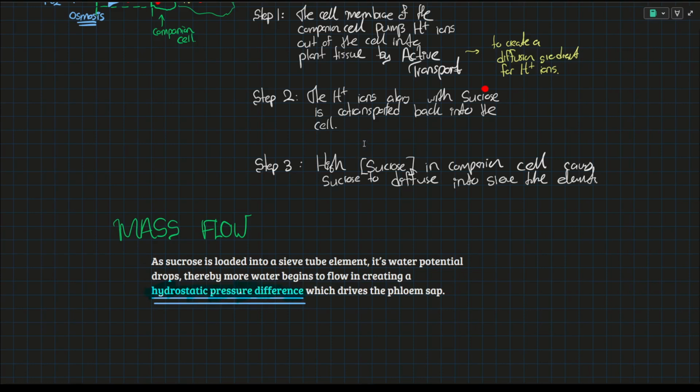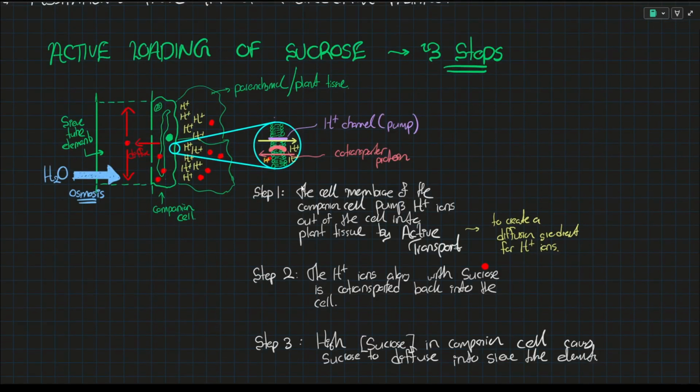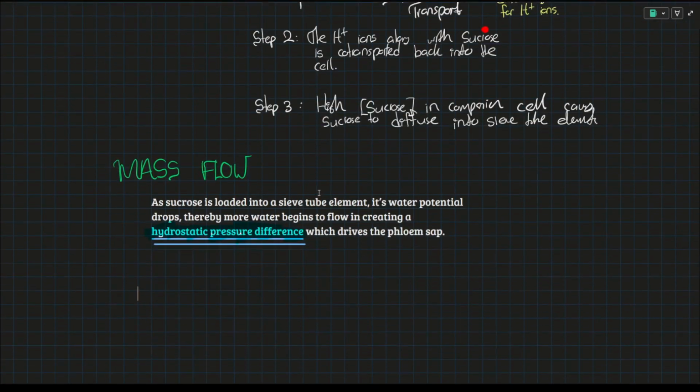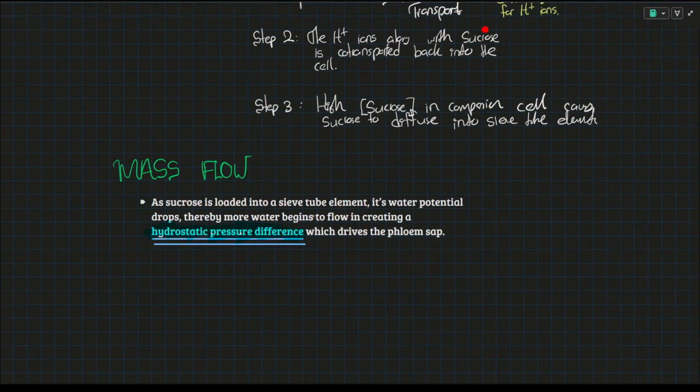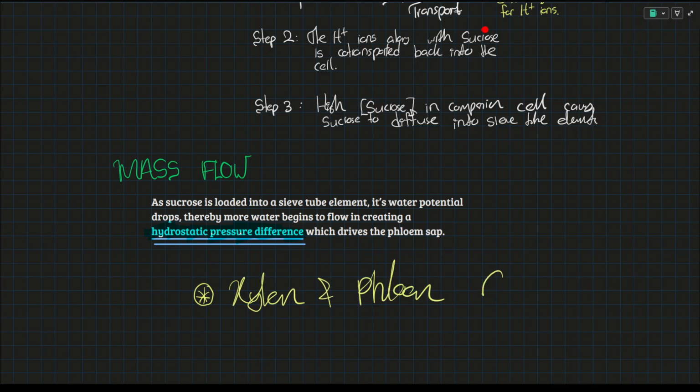What is going to mass flow? The sucrose. The sucrose will be translocated using the active loading mechanism and mass flow. The closing statement for this particular spread that I will give in an asterisk form would be: xylem and phloem coexist.